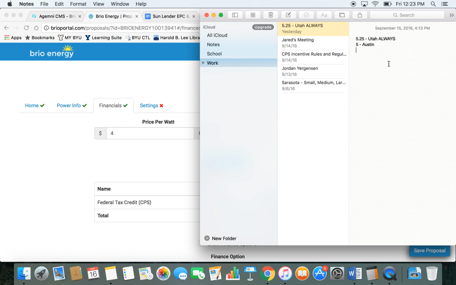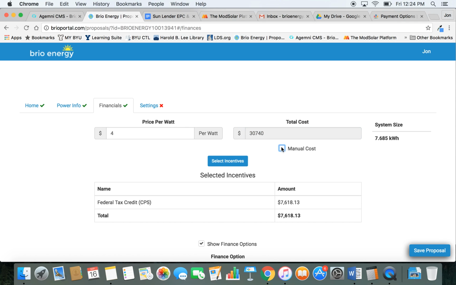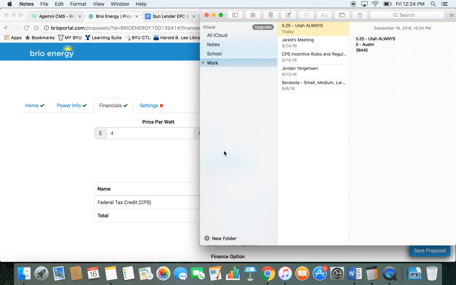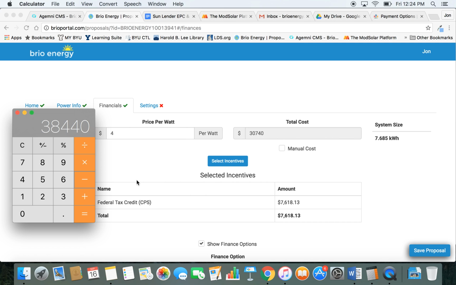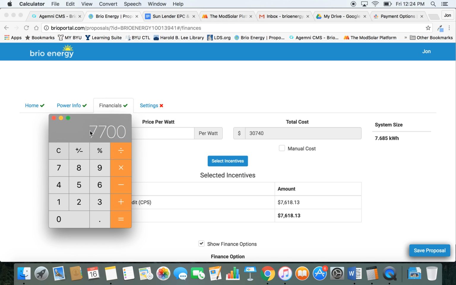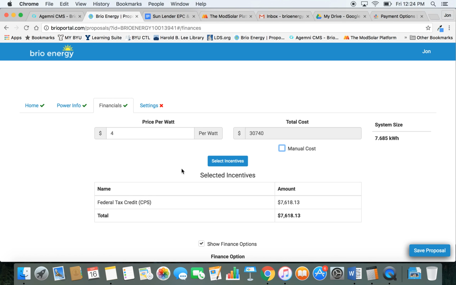So it is 38,440, and then I've got to do the math for how much the adder was. So originally 37,040. Because I don't like to do math, I'm going to take 38,440 and subtract from it 37,040. The adder is 7,700. Put that back into the manual cost.